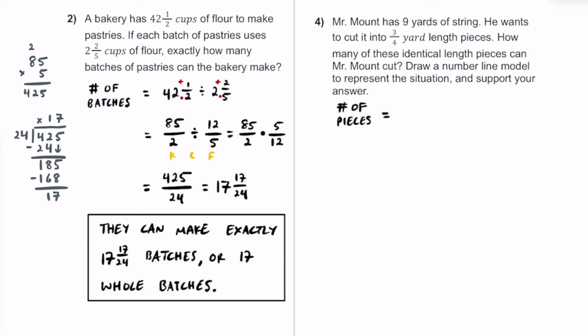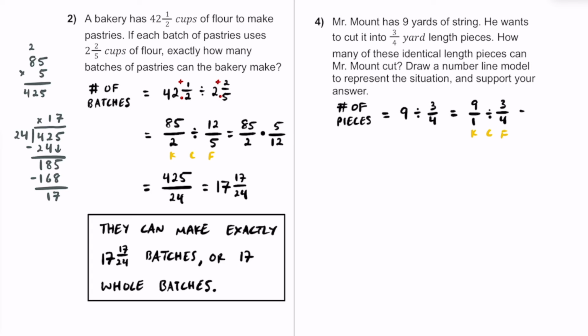All right, so to figure out the number of pieces, we're going to take the 9 yards of string that Mr. Mount has, and we're cutting it into a bunch of these 3/4 size pieces. We're going to divide it and see how many times we can fit this inside of that 9 yards that we have total, right? Now, writing 9 as a fraction, it's going to be 9 over 1, and if we're going to divide this by 3 over 4, we can just rewrite this as a multiplication problem if we keep, change, and flip this.